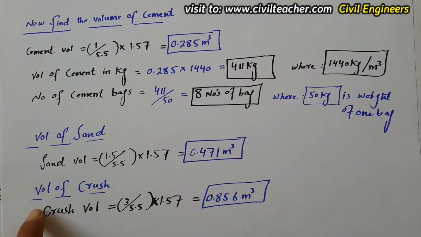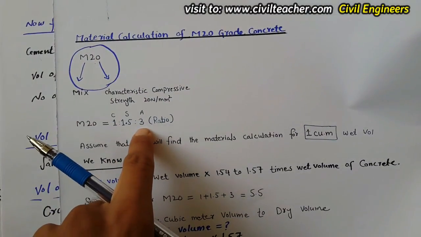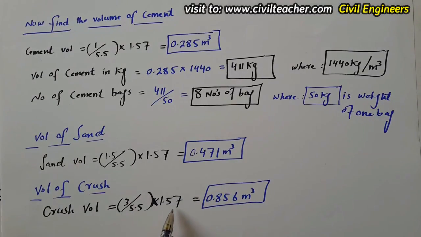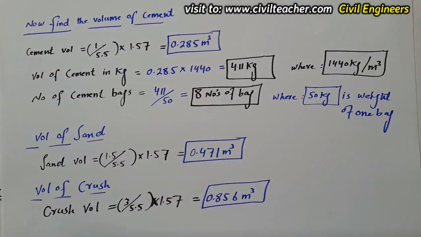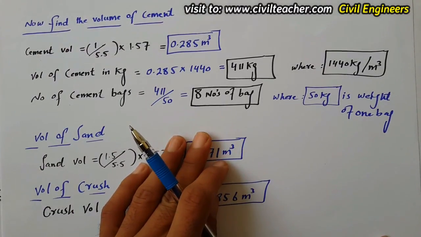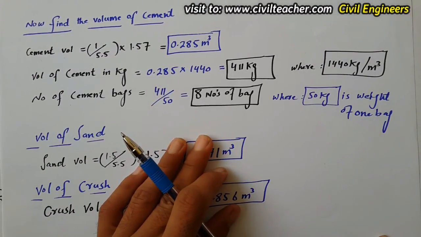Now we require to find out the volume of crush. Crush volume is equal to 3 divided by 5.5, where 3 is the aggregate ratio and 5.5 is the sum of ratio, multiplied by 1.57, which is equal to 0.856 meter cube. So these are the calculations to find out the quantity of material in M20 grade of concrete for 1 cubic meter.